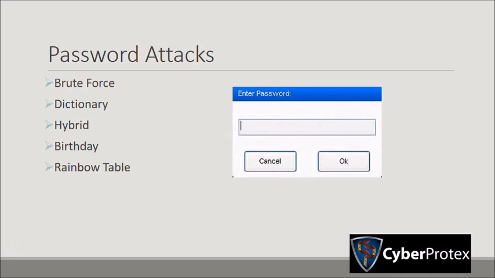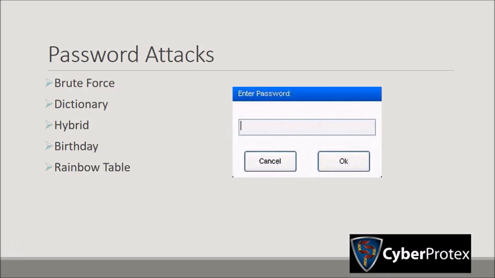Now the rainbow table is going to focus on identifying some stored value. It's going to use values in an existing table of hashed phrases and words and compare them to values that are found, and then that allows it to greatly reduce the amount of time that's needed to crack a password.